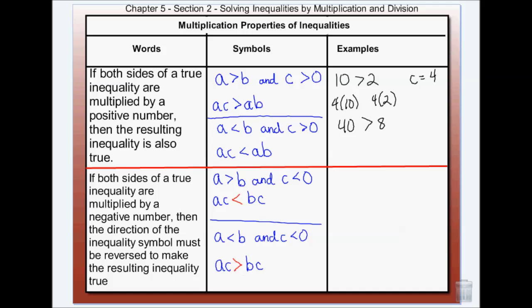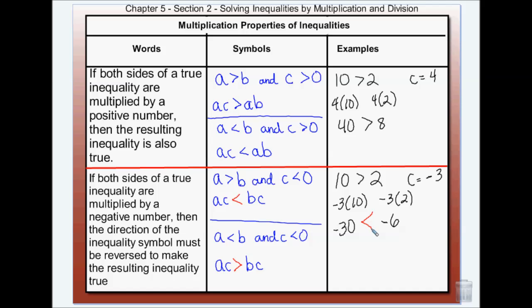numbers. We'll use 10 and 2 again. 10 is greater than 2. We all agreed to that. Let's say I say C is equal to negative 3. So I'm going to multiply both sides by negative 3. So I get negative 30 and negative 6. Is negative 30 greater than negative 6? No, it's not. It's going to be less than.